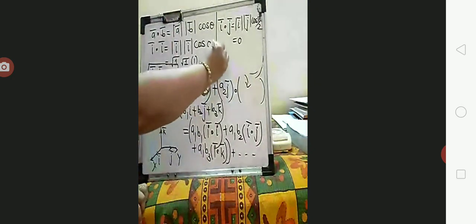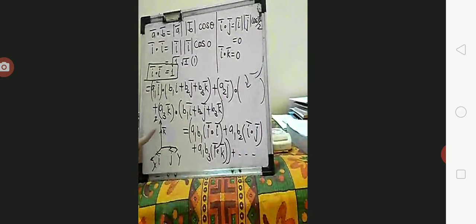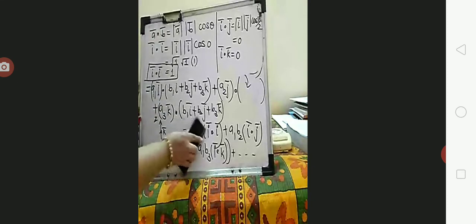Similarly, i bar dot k bar is also 0, because the angle between these two axes is 90 degrees, so cos 90 is 0, correct? Similarly, when I multiply a2 j bar with this entire term, we get j bar dot j bar is 1, but j bar dot i bar and j bar dot k bar are going to be 0. In this case, k bar dot k bar will be 1, and with other vectors it is 0. So what term do you get from all of this?